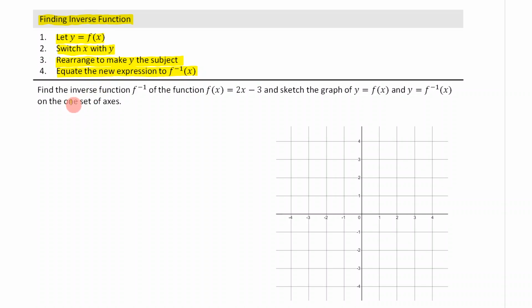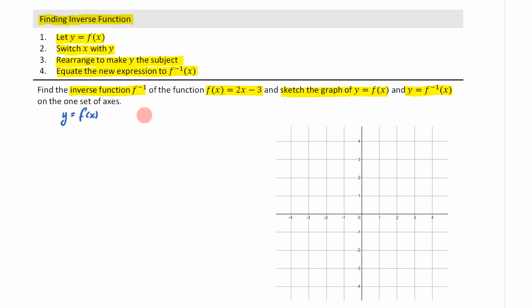Let's dive into our first question here, which says find the inverse function of the function f of x is equal to 2x minus 3, and sketch the graph of y is equal to f of x and y is equal to the inverse of f on the one set of axes. Okay, so let's begin with our first step, which is let y equal f of x. So we're going to let y equal f of x.